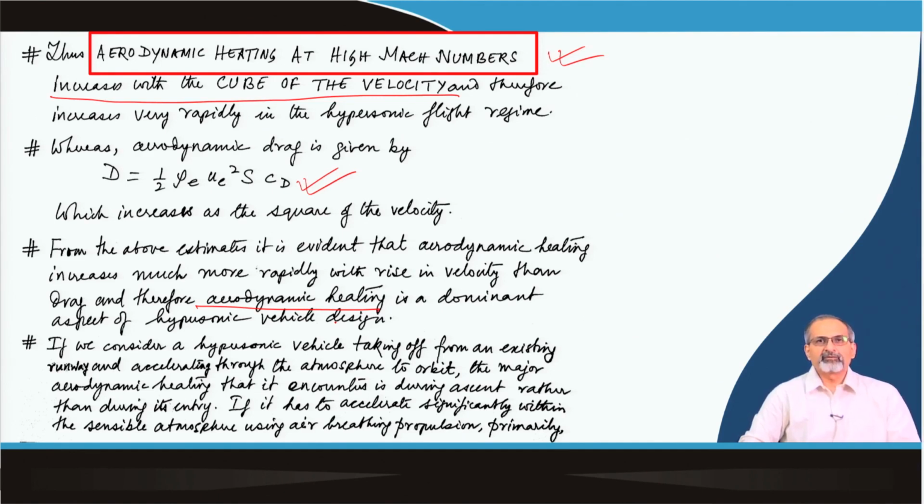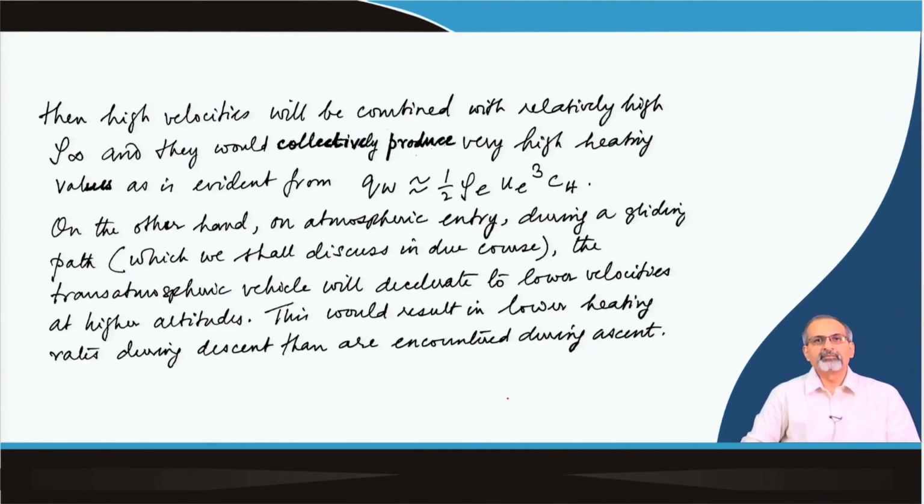If we consider a hypersonic vehicle taking off from an existing runway and accelerating through the atmosphere to orbit, the major aerodynamic heating that it encounters is during the ascent phase rather than during its entry into the atmosphere. It has to accelerate significantly within the sensible atmosphere, using air breathing propulsion primarily, and then high velocities would be combined with relatively high density, and they would collectively produce very high heating values. That is of course evident from a relation like this.